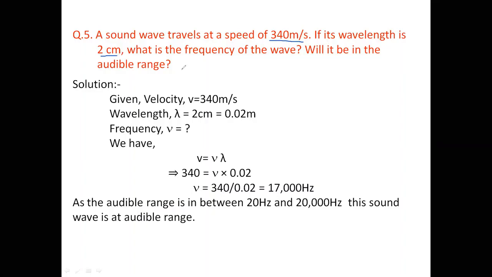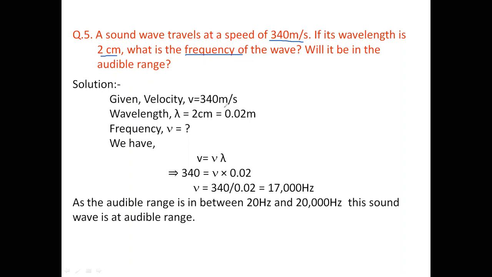ठीक है, यहाँ पे दो क्वेश्चन पूछ रहा है कि साउंड वेव है वो ट्रैवल कर रहा है 340 मीटर पर सेकंड की स्पीड से और उसकी वेवलेंथ जो है वो 2 सेंटीमीटर है, तो हम लोगों को फाइंड आउट करनी है फ्रीक्वेंसी ऑफ द वेव और क्या ये फ्रीक्वेंसी जो है ऑडिबल रेंज के अंदर होगी या नहीं होगी. लेट अस सी द सॉल्यूशन.